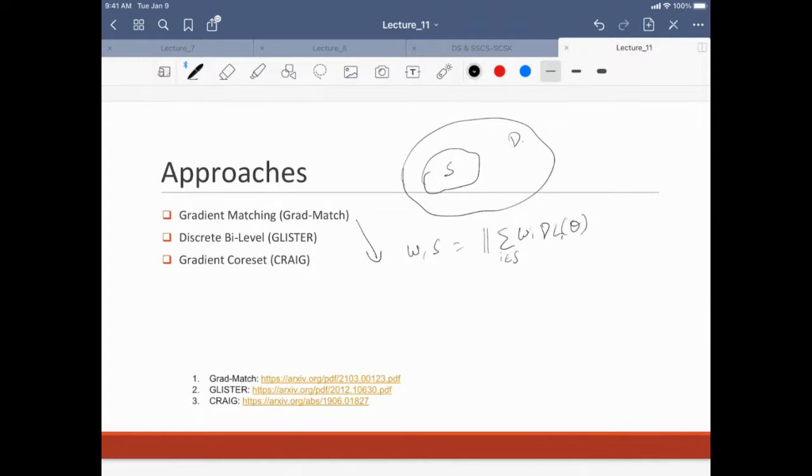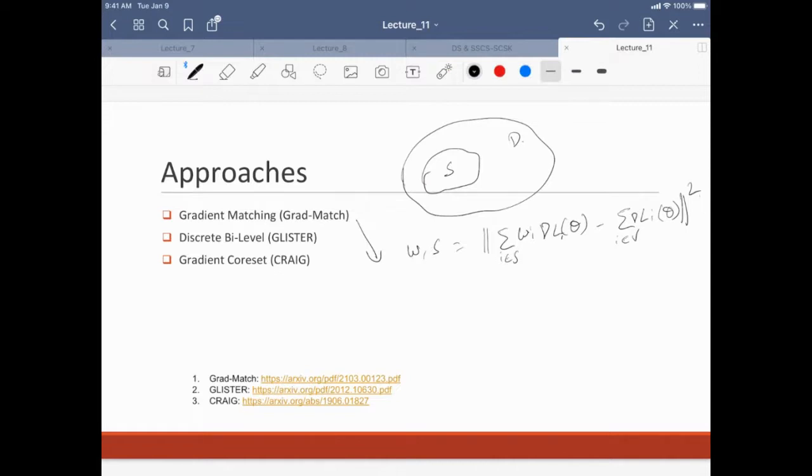So this is Li minus the sum of i in V of gradients of Li theta, right? The idea is: can we come up with a weighted subset so that the sum over the weighted subset is equivalent to the full gradient? So we are approximating the gradient with a weighted subset on a very small set S. That's the basic intuition of gradient matching.